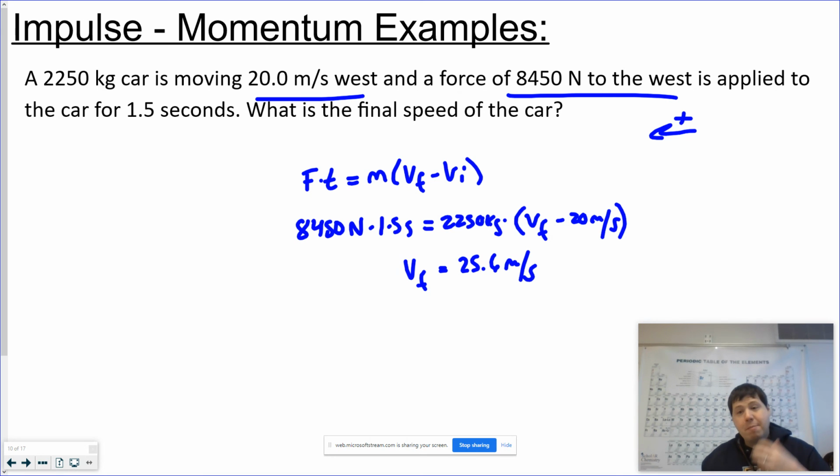Now, does that make sense? Yeah, because this car's moving west, and then we push it to the west. So it's going to have to go faster.